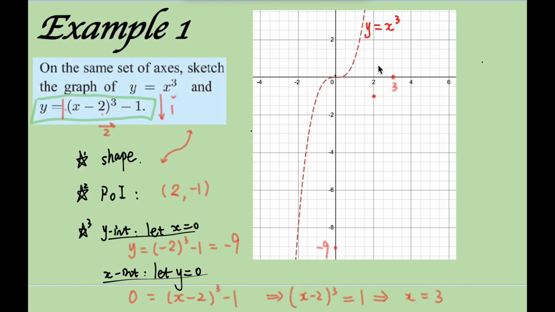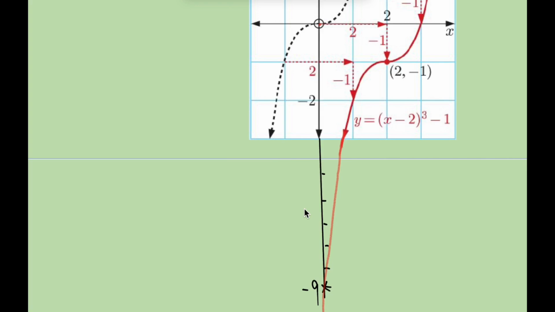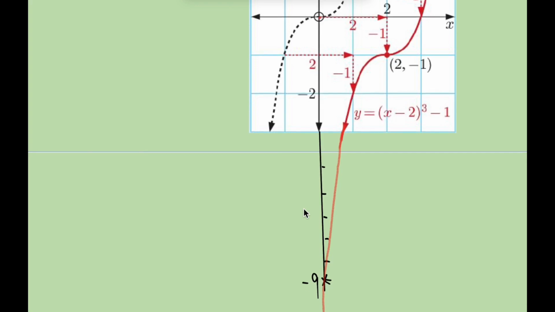And then we are going to use these 3 points and the shape to get the graph. So the final result is like this. And we can see the point of inflection has been moved to the right by 2 units and moved down by 1 unit. And then on the diagram, we have to show the y-intercept as well. Therefore, extend the graph to show the y-intercept.